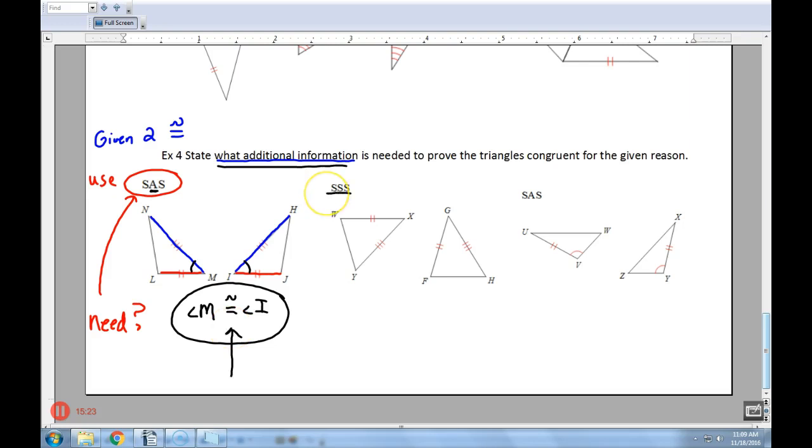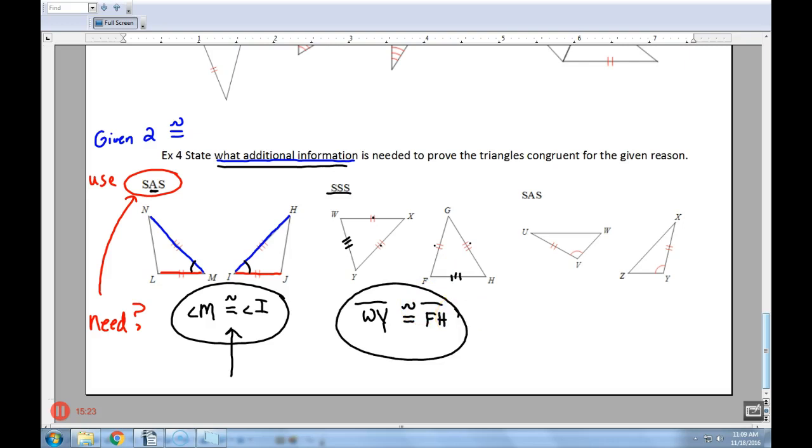So that's your final answer right there. Those are the pieces that are needed. Now, if I need side, side, side, well, on this one, I already have two sides for both, so I simply just need the third side. I would need to know that WY is congruent to FH. If I could get that extra piece, then I would have side, side, side.